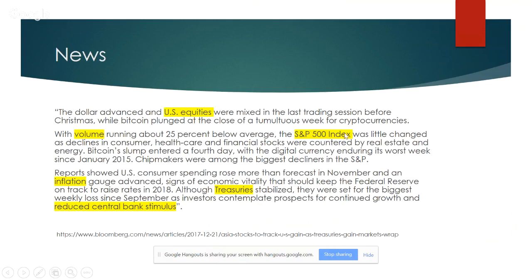So reading on, the S&P index was little changed as declines in consumer, healthcare, and financial stocks were countered by real estate and energy. So like I said, the S&P is a conglomerate of different stocks, right? So you have financial stocks, real estate, and energy, right? And there's a lot more stocks in there. There's retail stocks, all types of different stocks, bank stocks, so on and so forth, right? Bitcoin slumped into the fourth day with digital currency in its worst week, blah, blah, blah, right? Reports showed U.S. consumer spending.